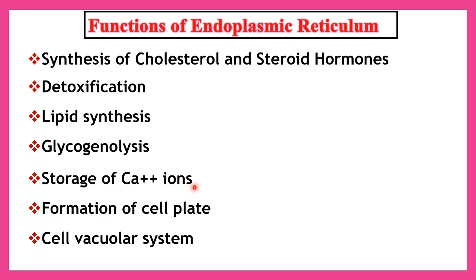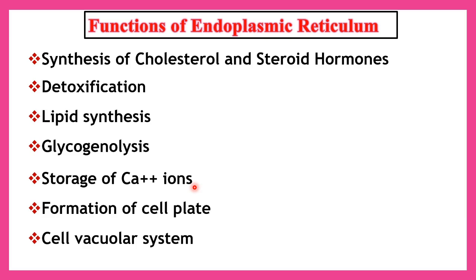And it is also involved in the storage of calcium ions in the muscles. Calcium ions are important molecules involved in the muscle contraction process. The calcium ions present in the sarcolemma are transferred into the muscle and stored inside the sarcoplasmic reticulum. And it is also involved in the formation of the cell plate. Pieces of endoplasmic reticulum at the stage of cell division form small bits called phragmoplasts. These phragmoplasts are involved in the formation of the cell plate.